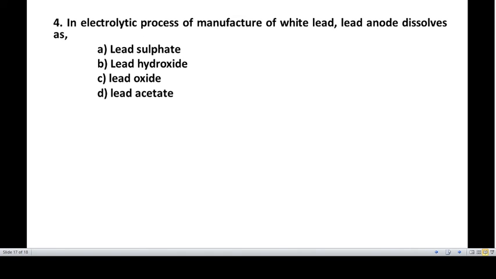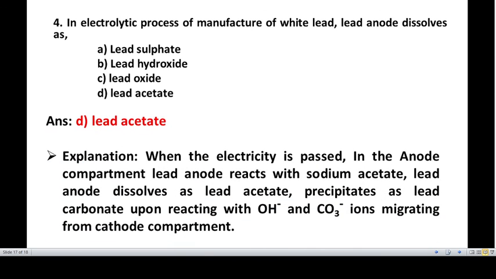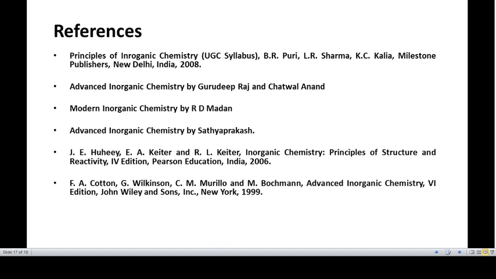And the fourth question is, in the electrolytic process of manufacture of white lead, lead anode dissolves as, options are lead sulfate, lead hydroxide, lead oxide, lead acetate, and the correct answer is D, that is lead acetate. It is because of the reaction of acetate which is present in the anodic compartment, which contains sodium acetate. Lead anode dissolves by reacting with sodium acetate in the form of lead acetate, and it precipitates as lead carbonate upon reacting with OH- and CO3 ions, which are migrated from the cathodic compartment.